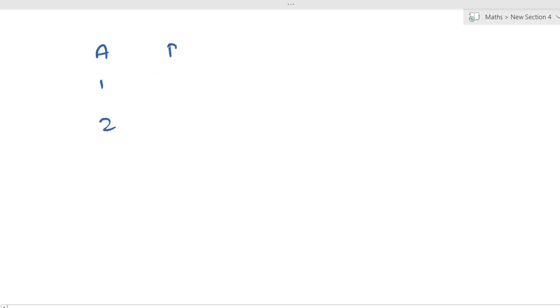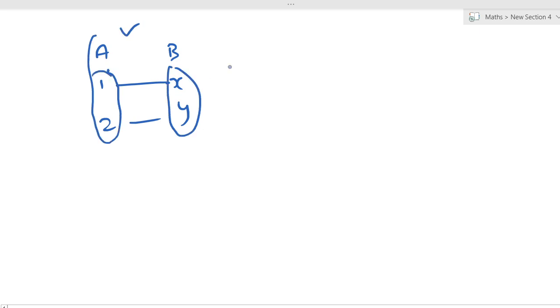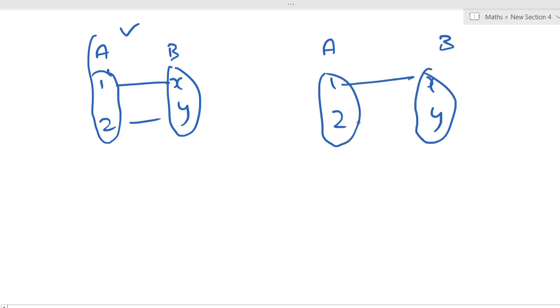A is {1, 2}, B is {x, y}. Oh sorry, this is fine. And also A {1, 2}, B {x, y}. So both are corresponding to only one element in B. This is also fine.